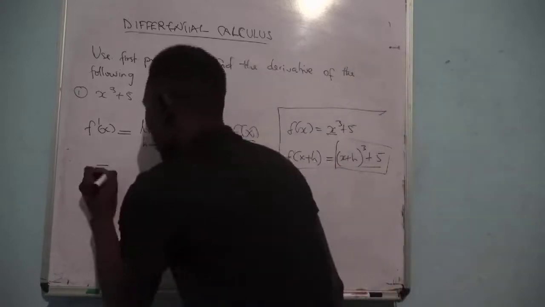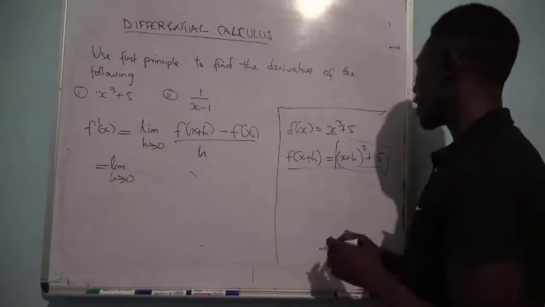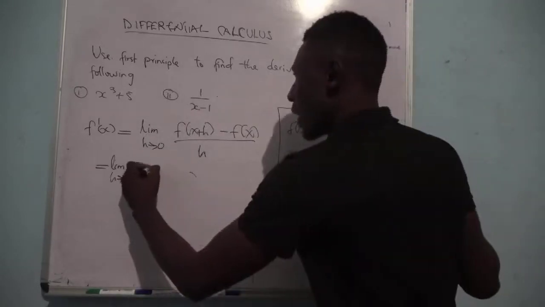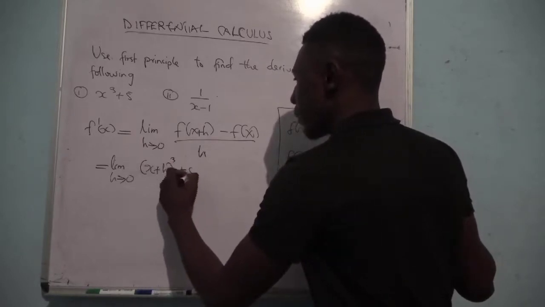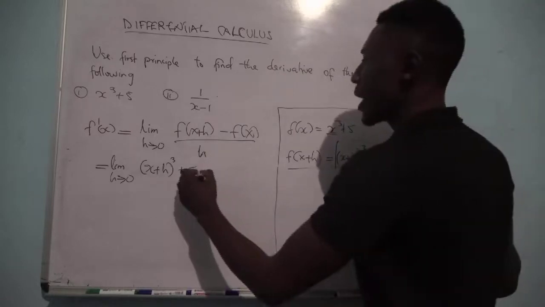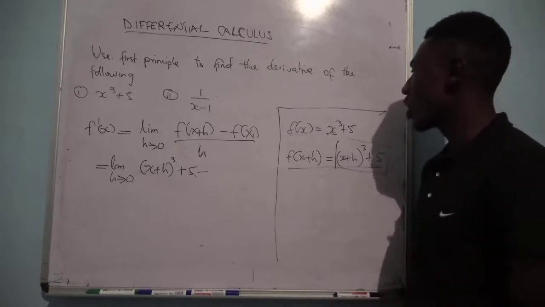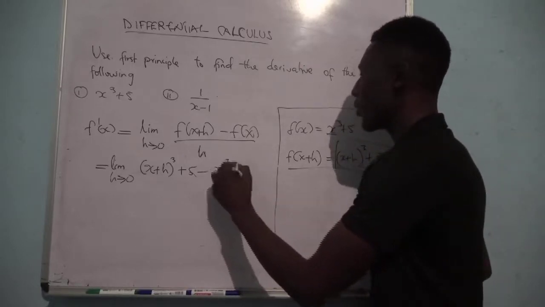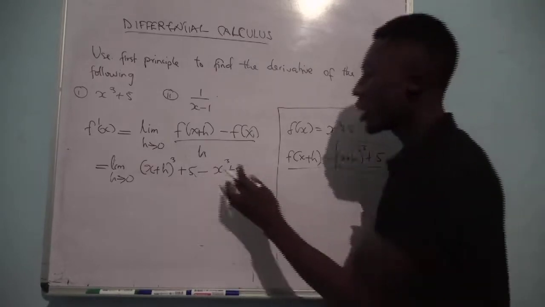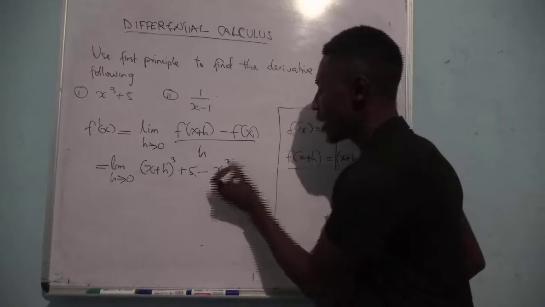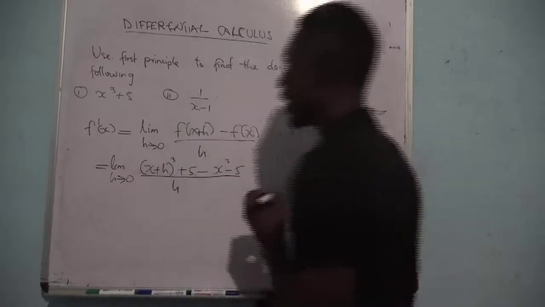This gives us the limit as h approaches 0 of, where there's f of x plus h, we put x plus h to the power 3, then plus 5. Then from there we say minus. What is f of x? We substitute with the function, so this is x to the power 3 plus 5. Because of the negative, when these two multiply, this will simply give us a negative like that. This will all be divided by h.